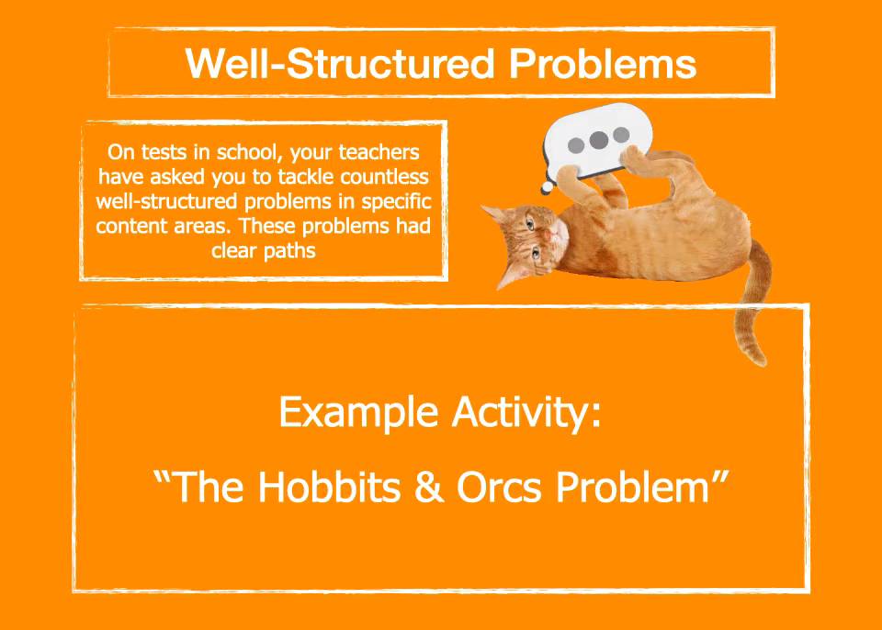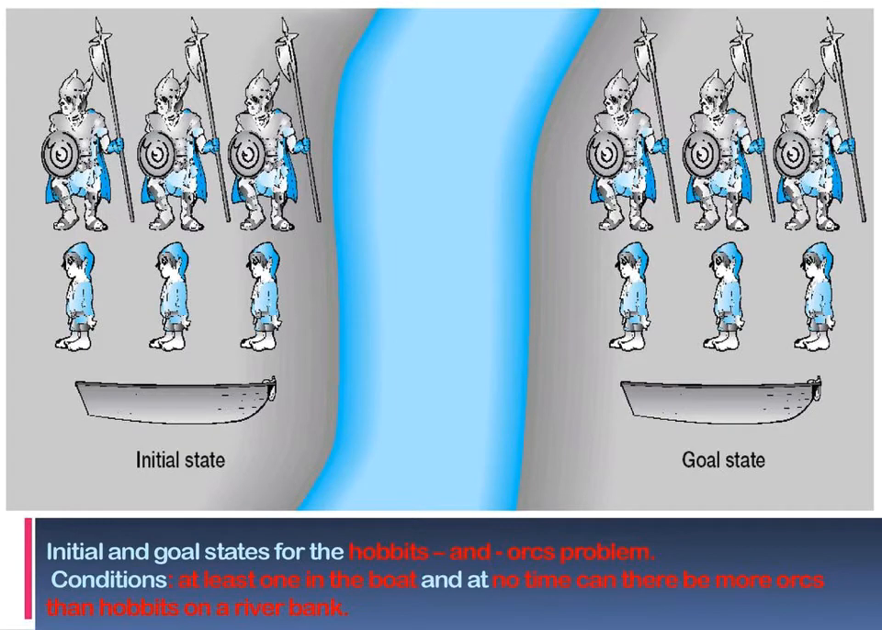So this is the activity on the move problem called the hobbits and the orcs problem. Okay, so this is how the problem goes. You can see here in the picture on the left and the right, the left represents the initial state and the right represents the goal state.